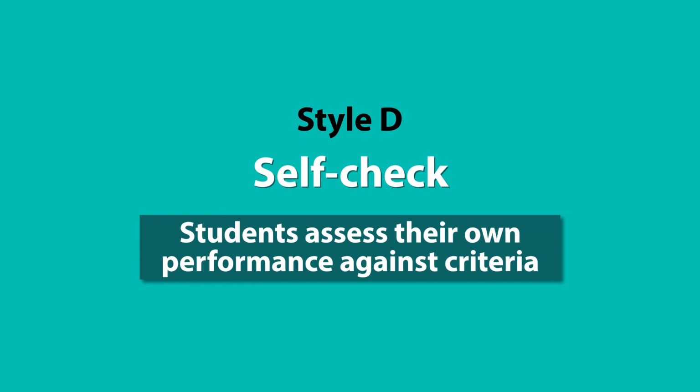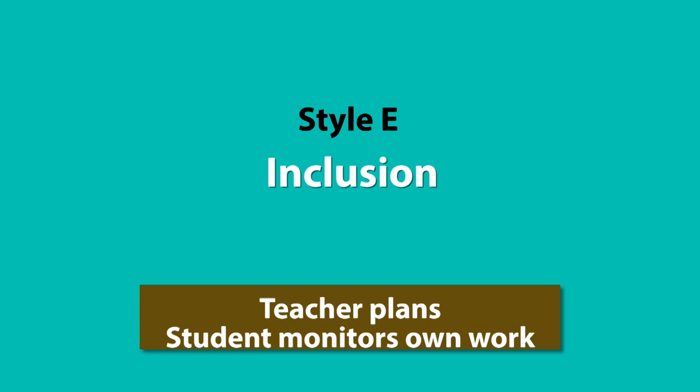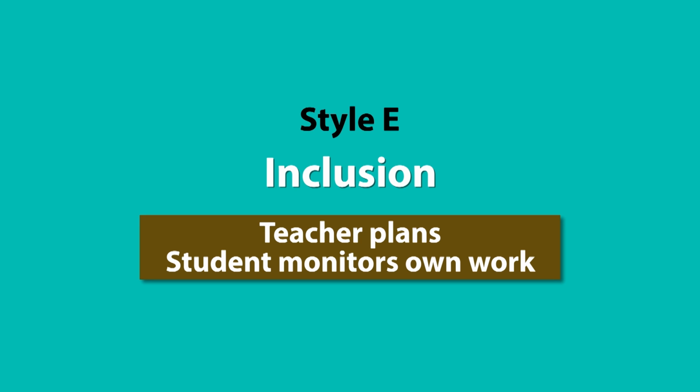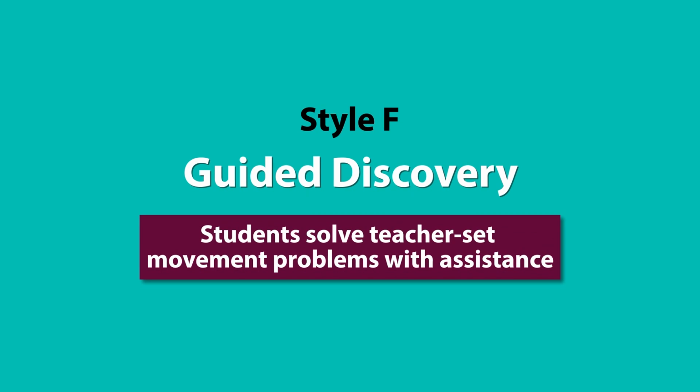Style D is the self-check or self-evaluation teaching style. The students try to assess their own performance. And how do they assess it? Against certain parameters, yardsticks or criteria fixed by the teacher. Style E is inclusion. In this teaching style, the teacher plans and students monitor their own work. They try to monitor what they are doing, what they have done, and whether they have achieved the objectives or not. Style F is the guided discovery style. In this, students solve teacher-set movement problems with assistance.